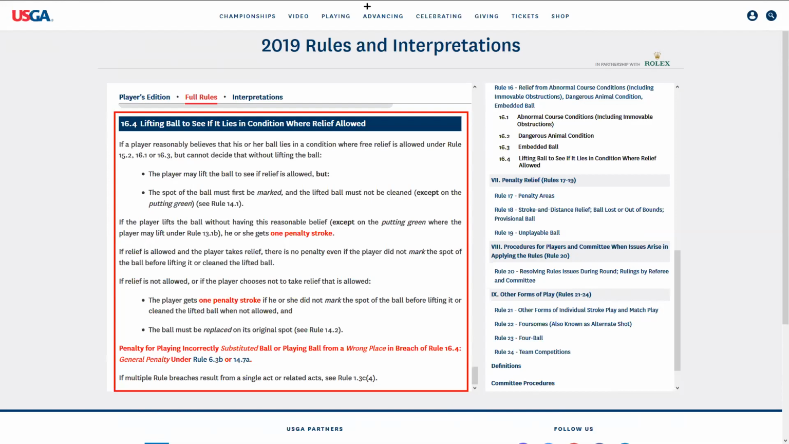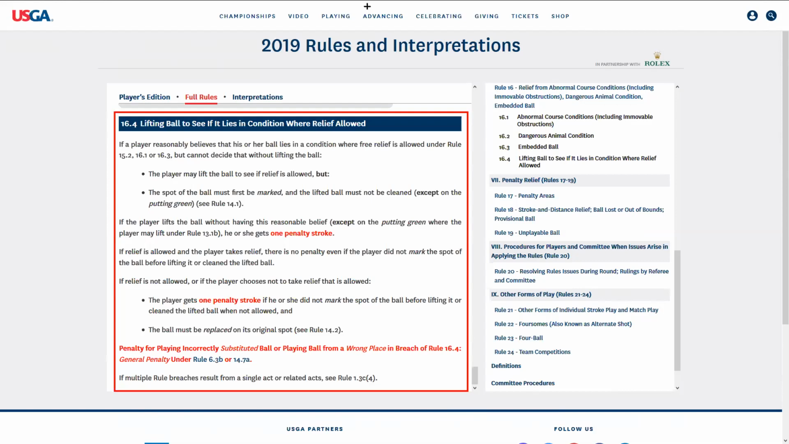If that relief area gives you some place to drop, then that's where you drop. If the base of the tree is so thick that the relief area would still be in the middle of the trunk of the tree, you are denied relief. And this is covered by nearest point of complete relief, number 5 interpretation.